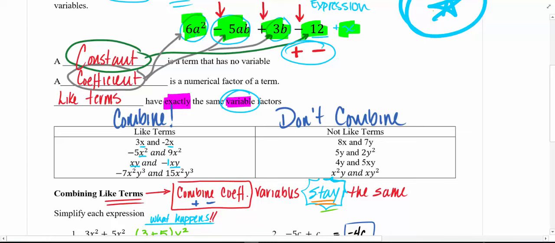Okay, and then you can see one on the bottom here, kind of an example of that. X squared between both terms, and y cubed between both terms. We would combine these terms. You're like, well, there's a lot going on. I'll show you how to combine them. You don't have to worry that those variables have an exponent to them when we combine like terms. You can actually ignore it in this case.